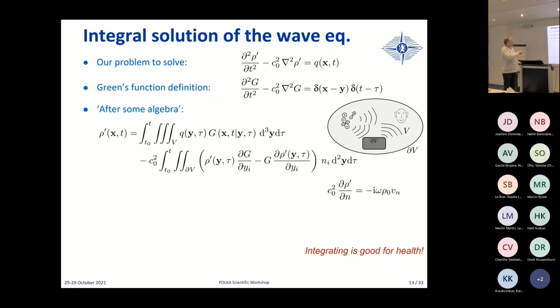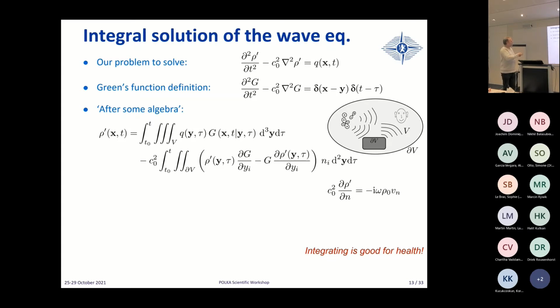And so we take this one, we multiply by G, integrate over a certain amount of time from an arbitrary time t0 to a certain time t, and then over this volume. And then we take the second equation, we multiply it by our unknown rho prime, and we do the same procedure. We integrate this equation over the same control volume and the same time interval. I skipped some steps of the derivation, but you end up with this integral solution. If you're interested in the details, I'm happy to provide them. It just takes one slide, but it's not the most interesting thing.